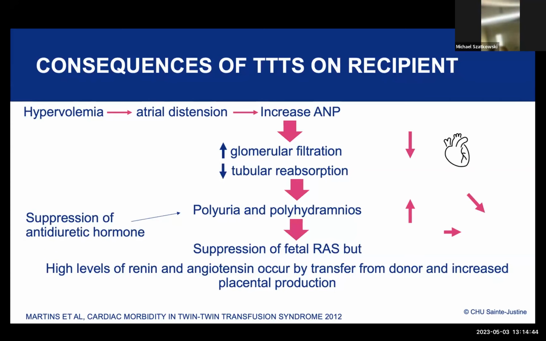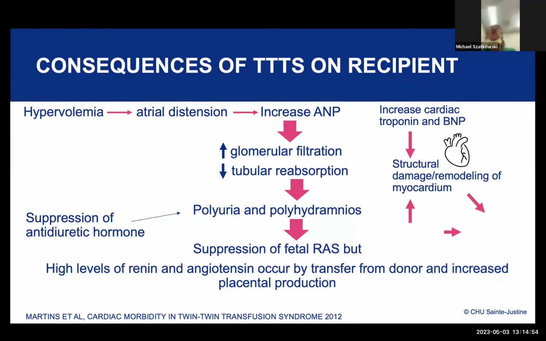And regarding the heart, the increased cardiac troponin and BNP will bring structural damage and remodeling of the myocardium. Recipients have a higher concentration of endothelin-1, which will add structural damage and abnormal remodeling of the myocardium. Then hypertension will occur, and cardiac failure.